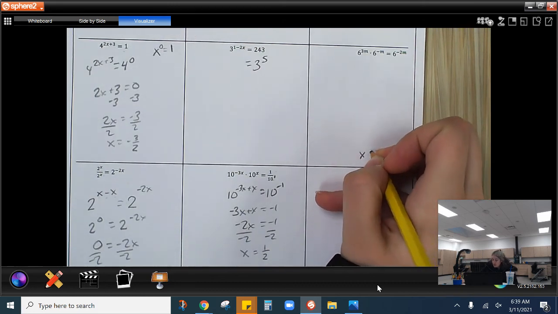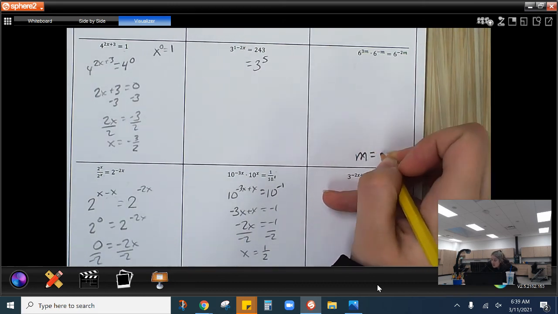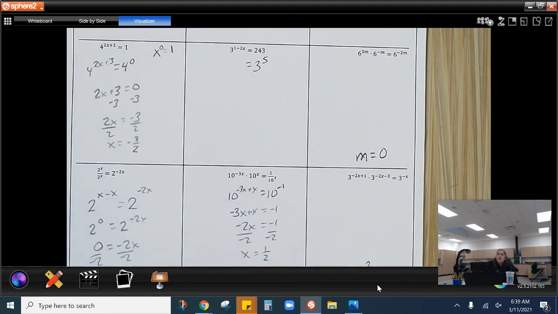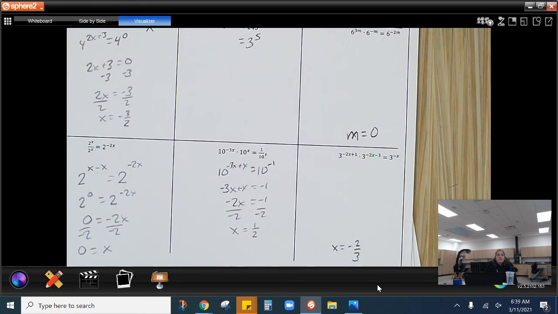All right, the answer to the 6th one is m equals 0. And the one down here is x equals negative 2/3. Couldn't see that, my bad.